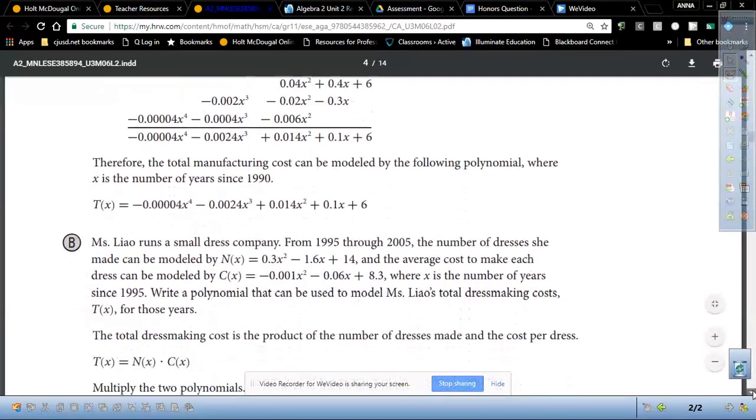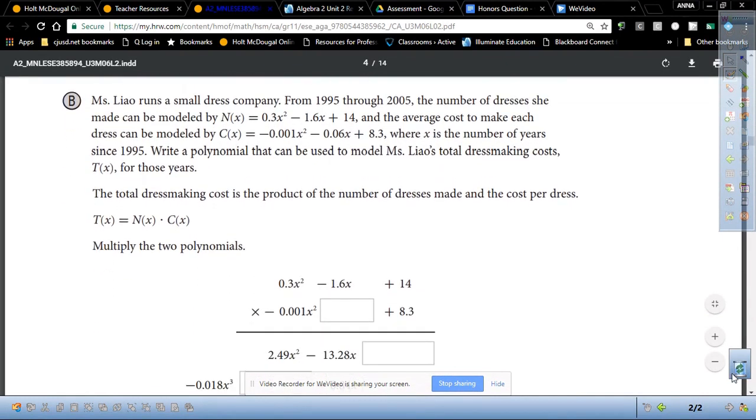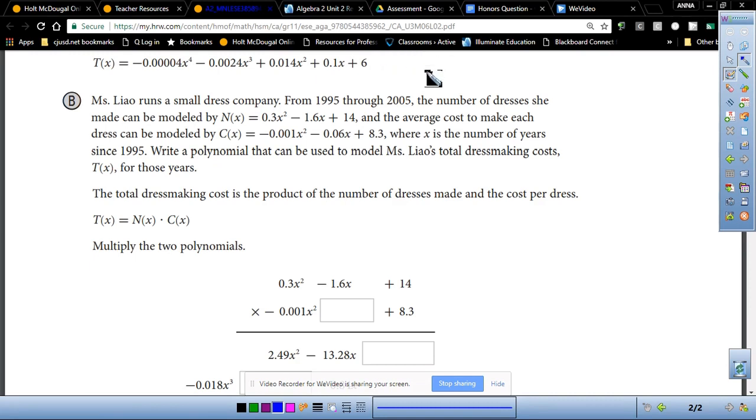So we'll actually look at this for Ms. Lau and her dresses, but we're going to use regular distribution. Ms. Lau is running a dress company from 1995 through 2005. The number of dresses made can be modeled by n of x. The average cost to make each dress is modeled by c of x.